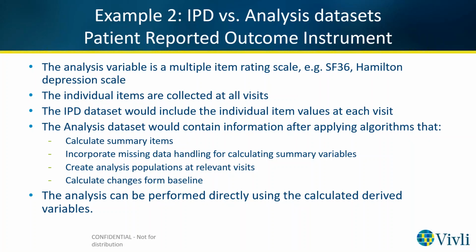The analysis dataset would include information after algorithms are applied, and those include algorithms such as calculating summary items, so taking the items that are required to create the factors and calculate the factors, adding them up, incorporating any missing data handling, so that whatever rules are put in place for that variable would be followed and used to calculate the item factor analyses. Creating analysis populations at relevant visits and for relevant patients, and then calculating changes from baseline.